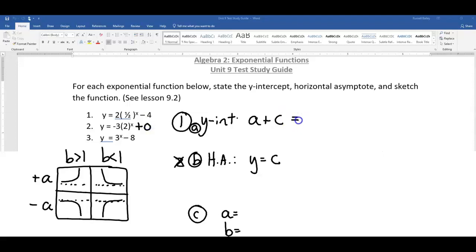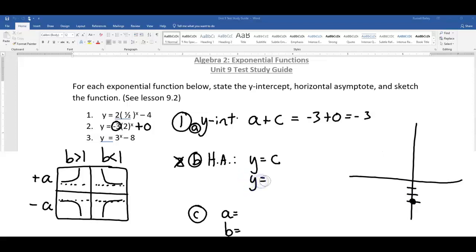The y-intercept is a plus c. My a value is -3. My c value is 0, and therefore my y-intercept is -3. So we put a dot at -3. The horizontal asymptote is y equals c, which in our case c is 0. And therefore my horizontal asymptote will be the x-axis itself. That's where y equals 0.